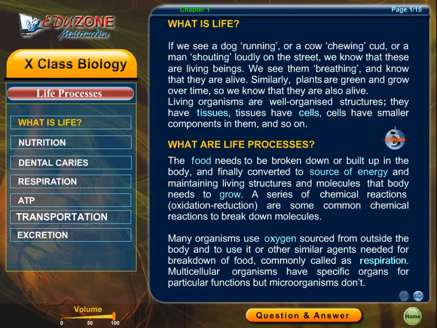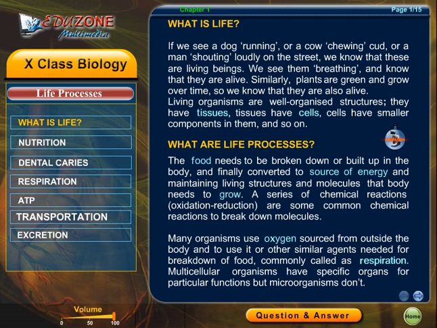What is life? If we see a dog running or a cow chewing cud or a man shouting loudly on the street, we know that these are living beings. We see them breathing and know that they are alive. Similarly, plants are green and grow over time, so we know that they are also alive.